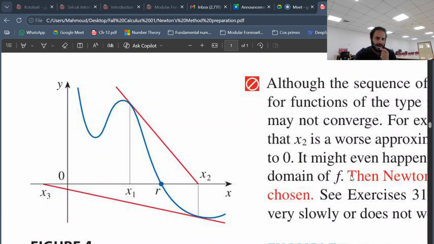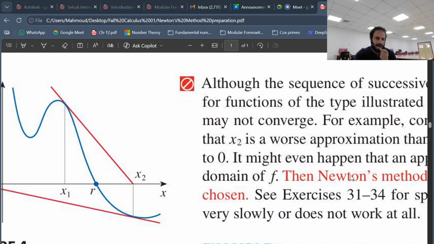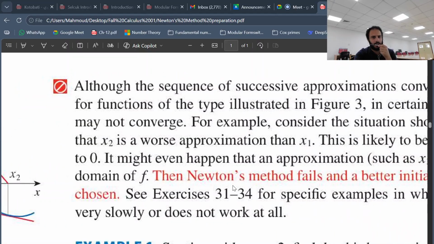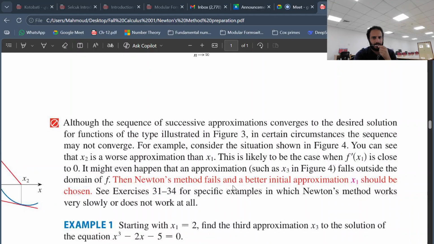But the idea is very nice here. It's very nice to read from the book, because it explains everything very well. See here. It tells you why the method will not work for some examples. I will explain it. So see here.